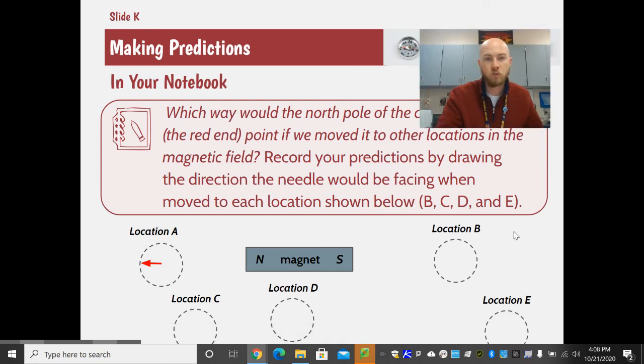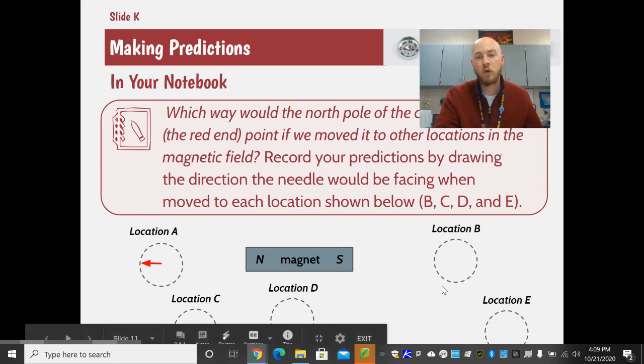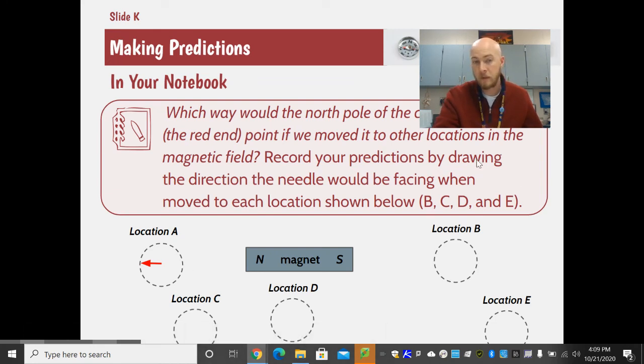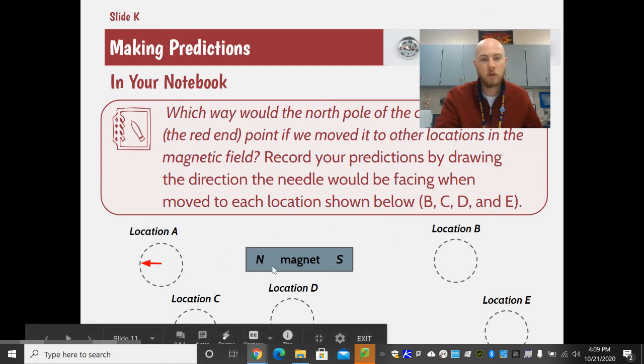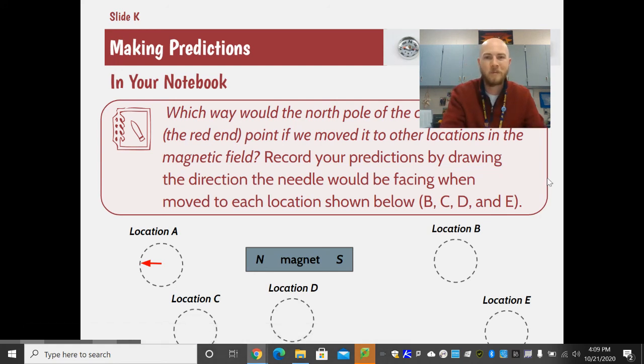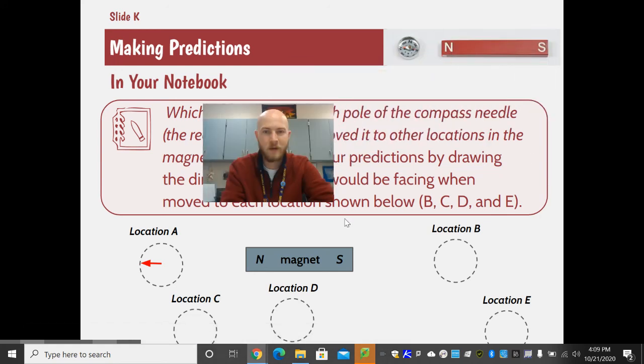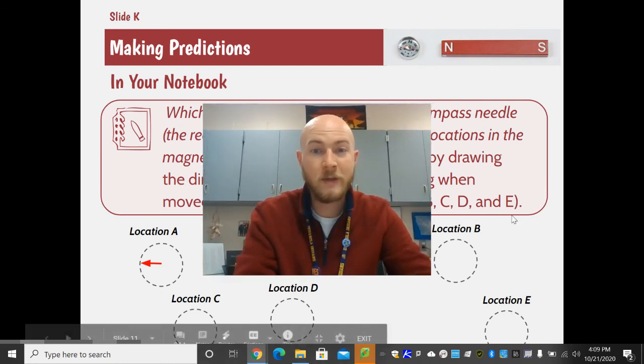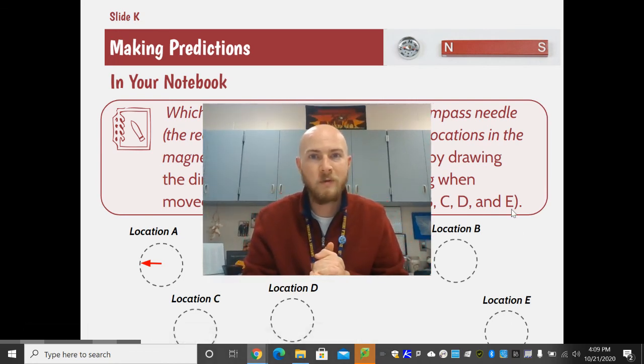Record your predictions by drawing the direction of the needle that it would be facing when we moved it to each of the locations shown below, which are B, C, D, and E. Notice I've given you A. Where do you think it would point in location B, location C, location D, and location E? Copy that into your science notebook, and then we're going to do the investigation and see what happens. You guys are good to go ahead and record this, and then I will see you in the next investigation.